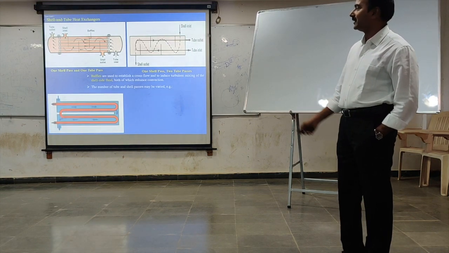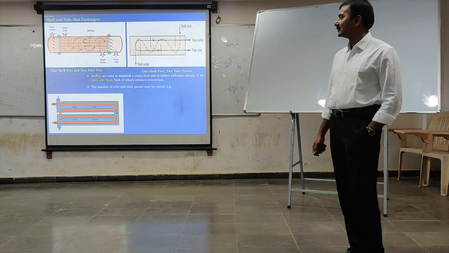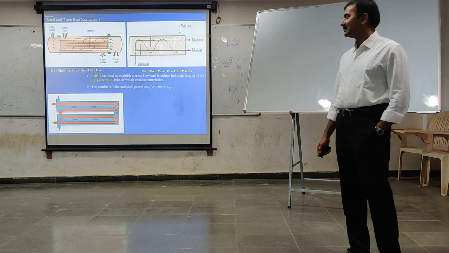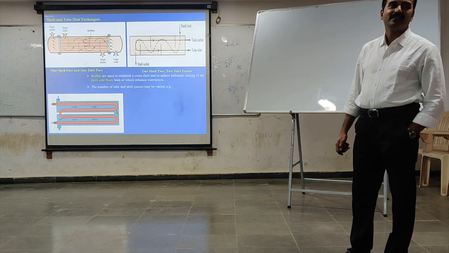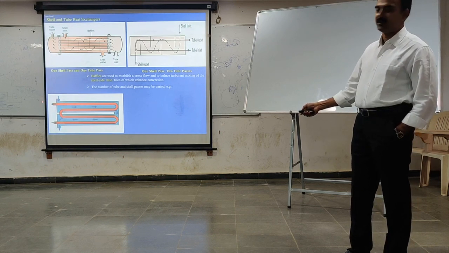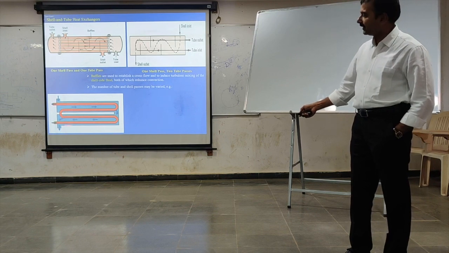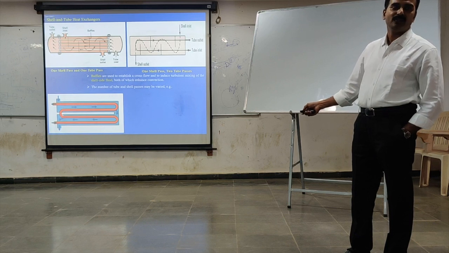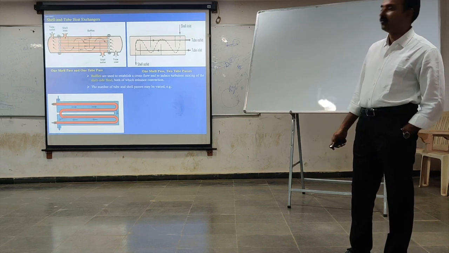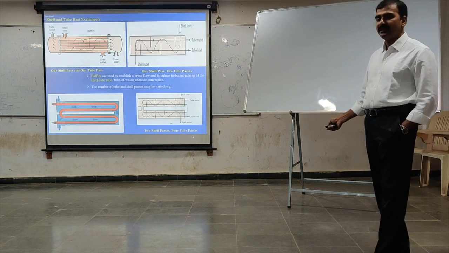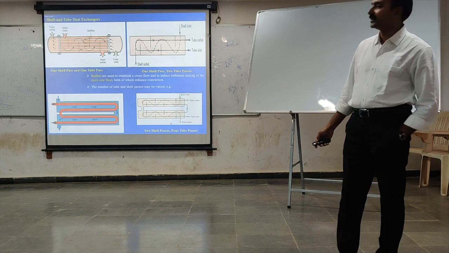Now you tell me what is this? How many shell passes? Two, sir. One or two? Two. So it is entering here, the blue color shell fluid, reaching the other end. Again, starting from there and reaching the other end. So two times it is moving in the shell. So two shell passes. How many tube passes? Four. Right? So this is how it is. Two shell passes and four tube passes.